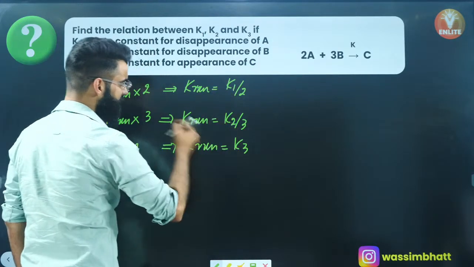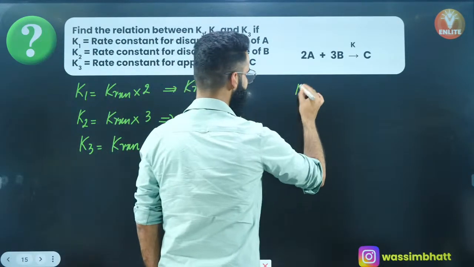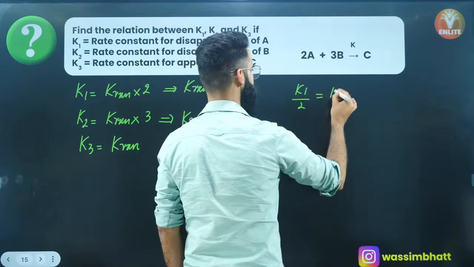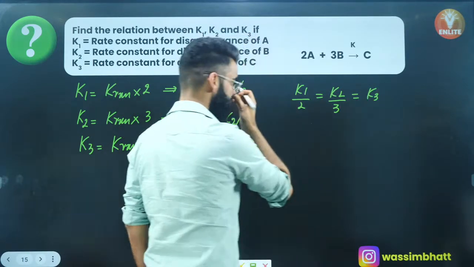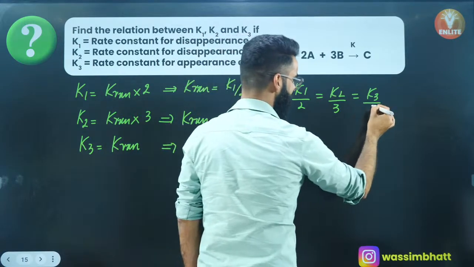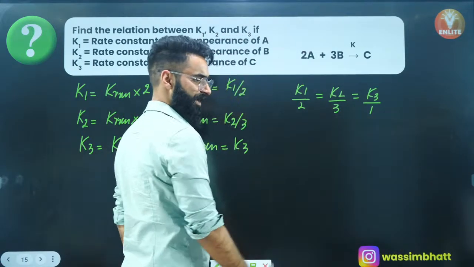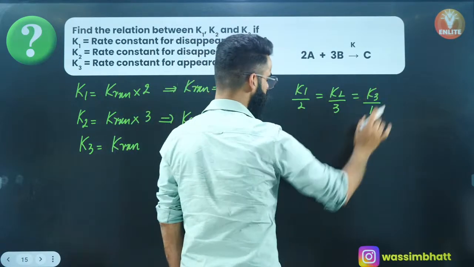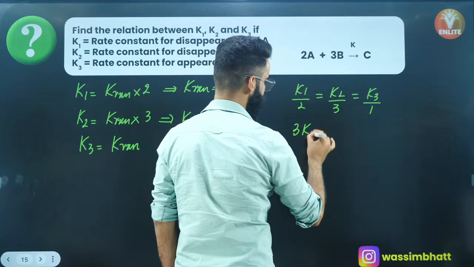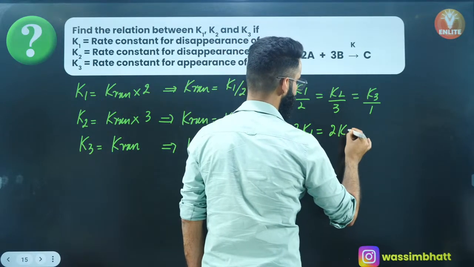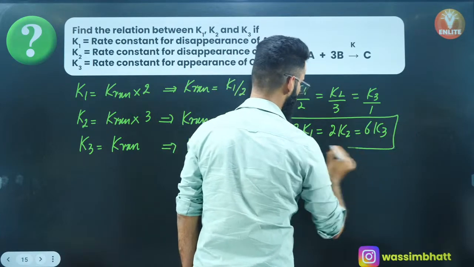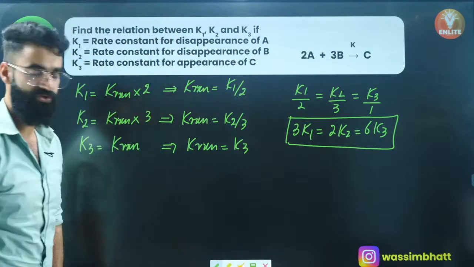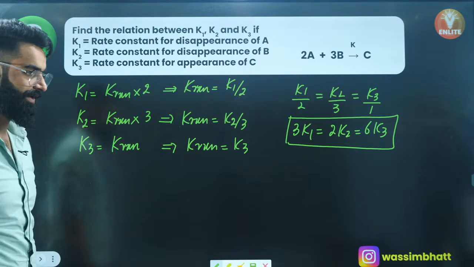Now, if you look at these three equations, my dear people, you can clearly say K1 divided by 2 is equal to K2 divided by 3, which is equal to K3, right? Now, if I take the LCM of the denominators, that will come out to be 6. If I multiply throughout with 6, it becomes 3 times K1 is equal to 2 times K2 is equal to 6 times K3. So this is going to be the relation between K1, K2 and K3, which you were supposed to calculate as far as the question was concerned, right?